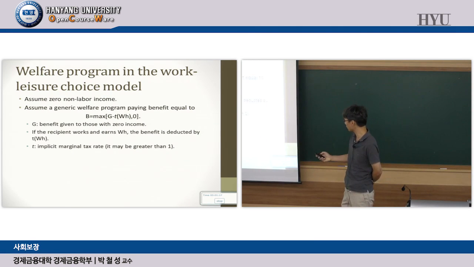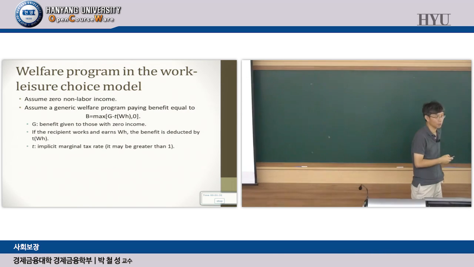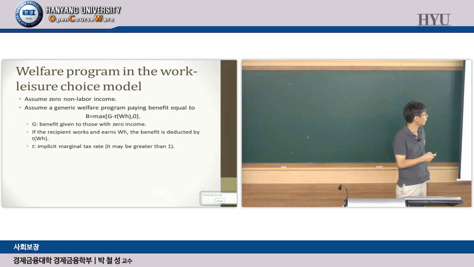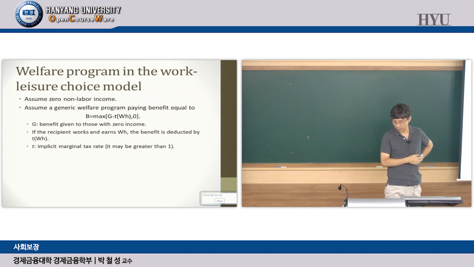So we call T the implicit tax rate, meaning that by reducing the welfare benefit payment to the family or the individual, the government actually can save the money, right? And then part of his or her own income contributes to the government's treasury in the form of reduced benefits. So that's why we call T the implicit tax rate.